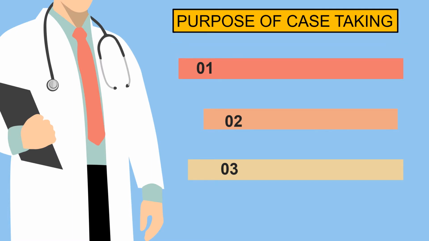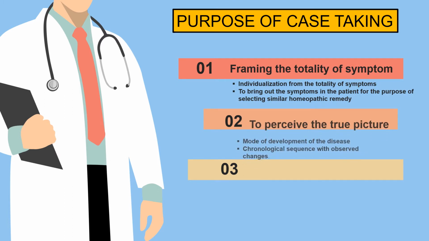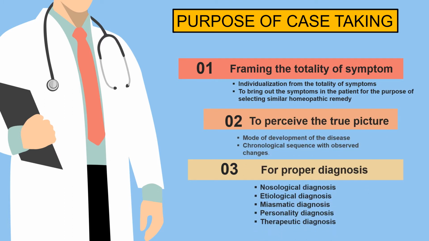The purpose of case taking. There are three main purposes of case taking. The first one is framing the totality of symptoms. Individualization from the totality of symptoms, to bring out the symptoms in the patient for the purpose of selecting the similar homeopathic remedy that is close to the patient's totality of symptoms, to perceive the true picture, mode of development of the disease, chronological sequence with observed changes, and the third one, for proper diagnosis.